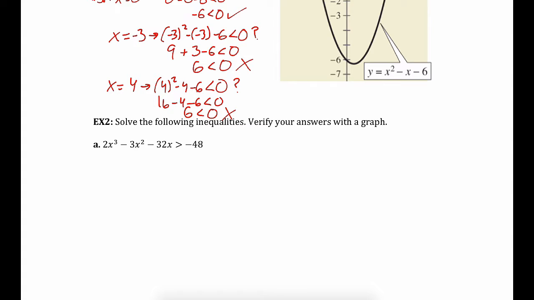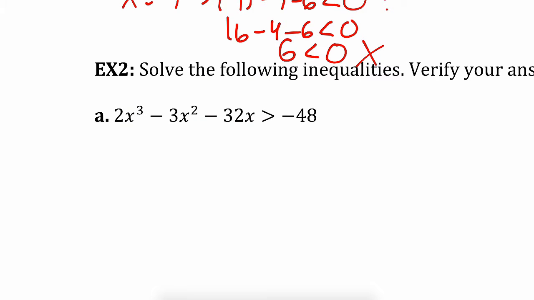Example 2 is going to require a little bit more work. So we've got 2x to the third minus 3x squared minus 32x equals negative 48. What I would do is start by getting everything on the same side. So I'm going to add 48 to both sides.